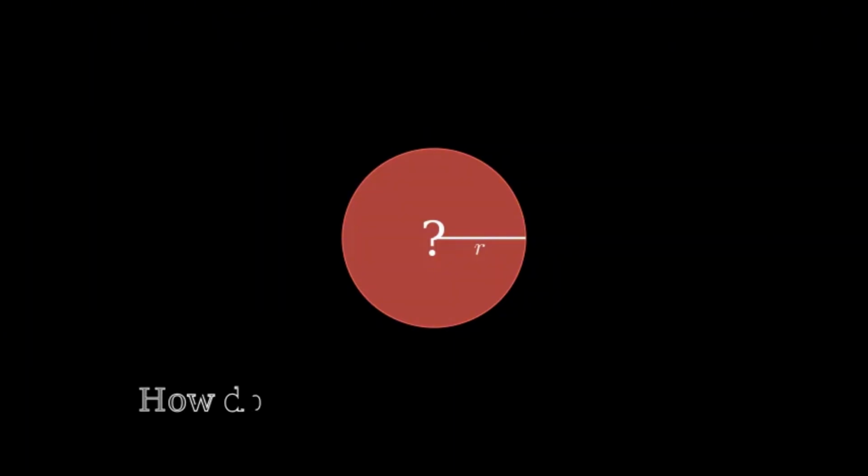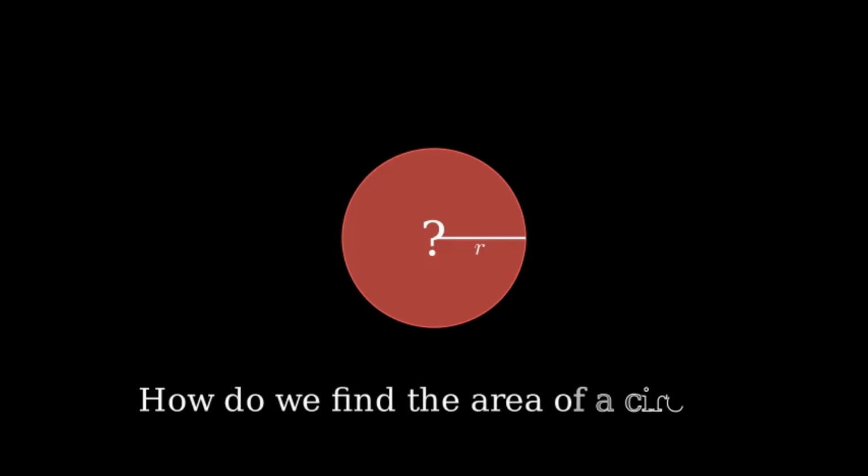But this raises an interesting question. How do we determine the area of this perfectly round shape using just the radius? This is more challenging than finding the area of a square because we can't simply multiply two straight sides together. The circle doesn't have any straight sides to measure.